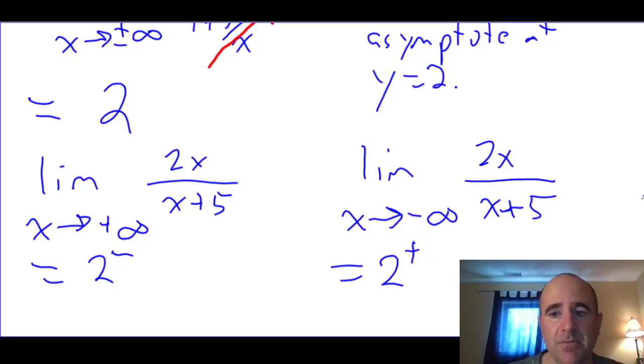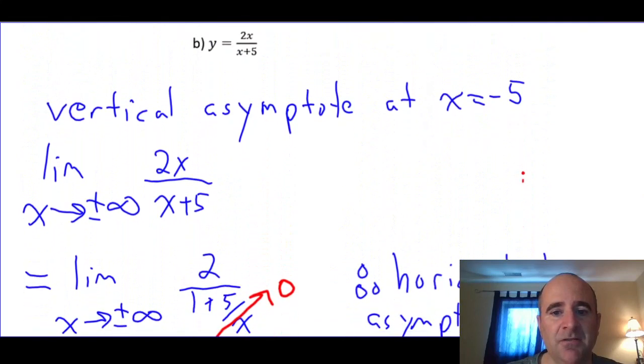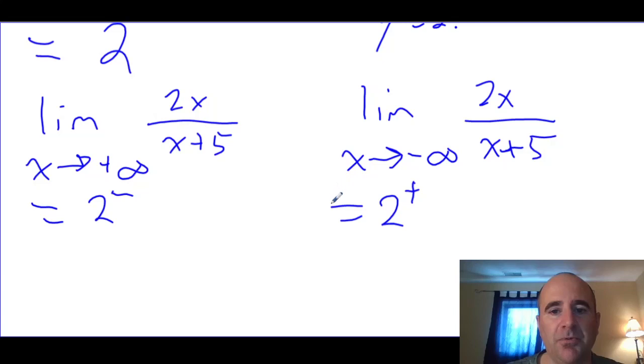So we determined quite a bit about this graph now. We know that it will have a vertical asymptote at x equals -5, a horizontal asymptote at y equals 2, and it will approach 2 from above in the negative direction on the left side of the graph, and it will approach 2 from below in the positive direction, or the right side of the graph. So we'll switch to Desmos now and we'll take a look at this one.